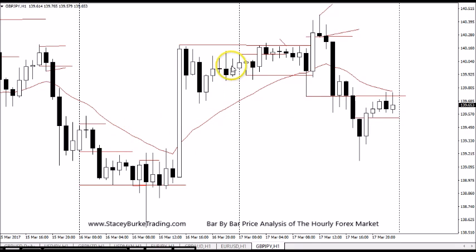So take your time, traders, but start to go bar by bar, regardless if you're trading Asia, Europe, or the US session, or the London close. Start going bar by bar and look for these range expansions. Look to see who's pushing the range. Is it buyers or sellers?